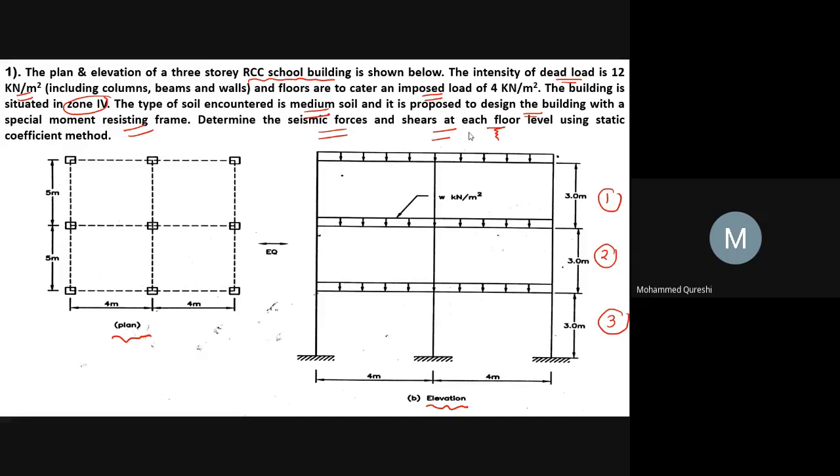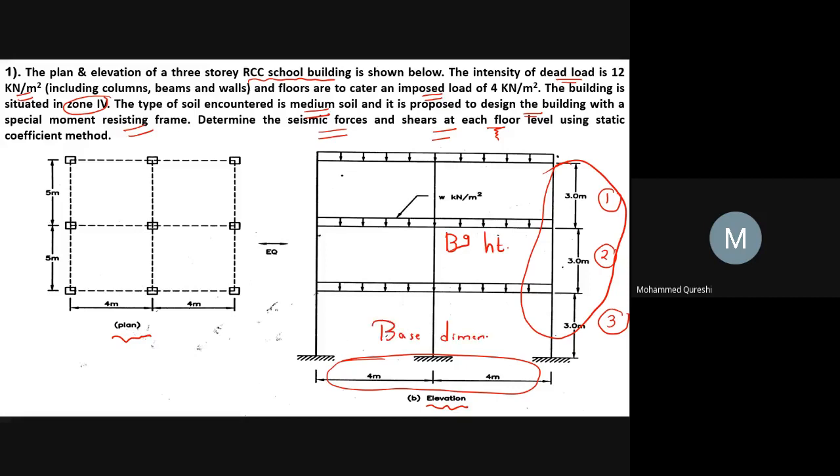So here we have the height of the building as 9 meter, and here 4 meter by 4 meter means the base dimension of the building is given. So this will be your building height and this will be your base dimension of the building. So now we will go for the step-by-step procedure to solve the seismic forces and shear at each level.